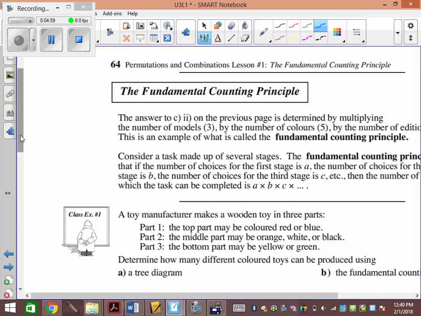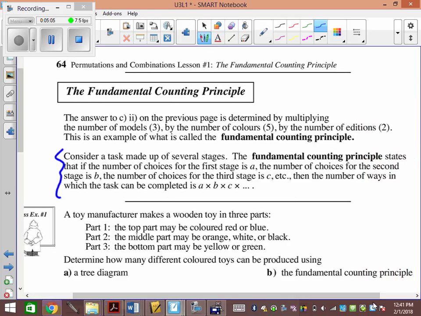So here's what the fundamental counting principle says. It's right here. You don't need to memorize it, but this is what it says. It says, consider a task made up of several stages. The fundamental counting principle states that the number of choices for the first stage is A, the number of choices for the second stage is B, the number of choices for the third stage is C. You can multiply them together and get the total number. That's what it says. Okay?